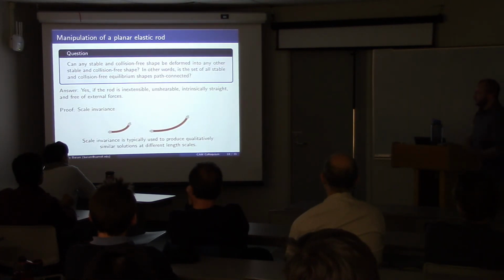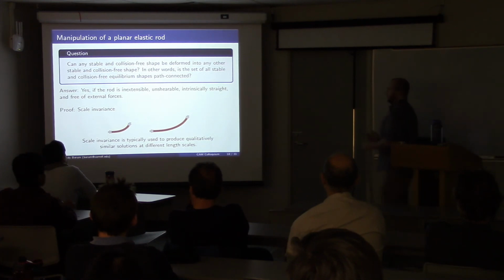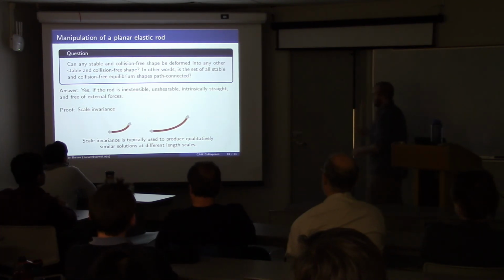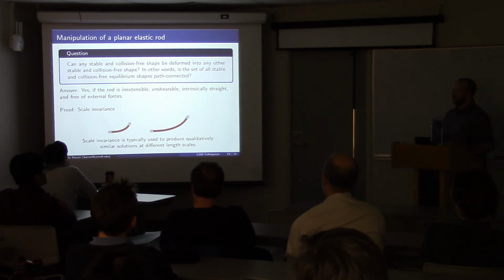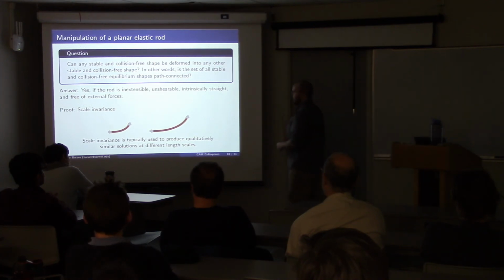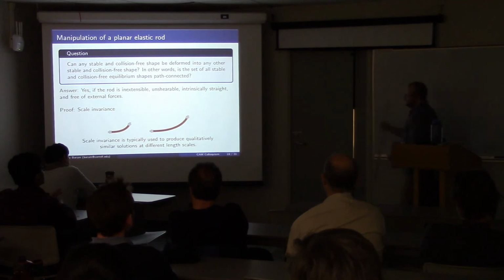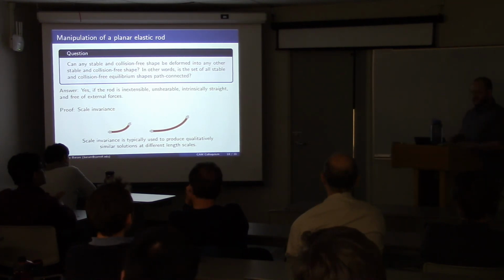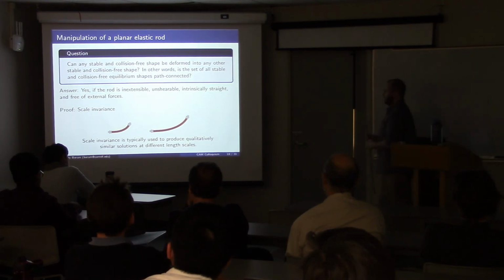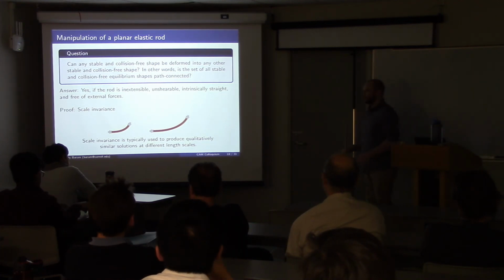So what we've done so far is express this problem as a motion planning problem. Now we're going to find a solution that doesn't require any computation. So what we're going to ask is, if you give me any 2 stable and collision-free shapes, can I always deform one into the other? In other words, we're asking, is the set of all stable and collision-free equilibrium shapes path connected? We're going to show that the answer is yes when the rod satisfies the same conditions that we had earlier. It's inextensible, unshearable, intrinsically straight, and there are no external forces.